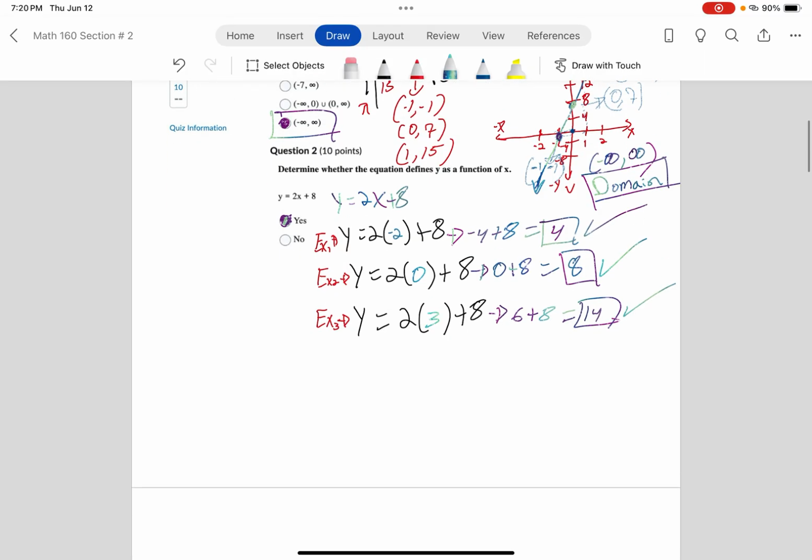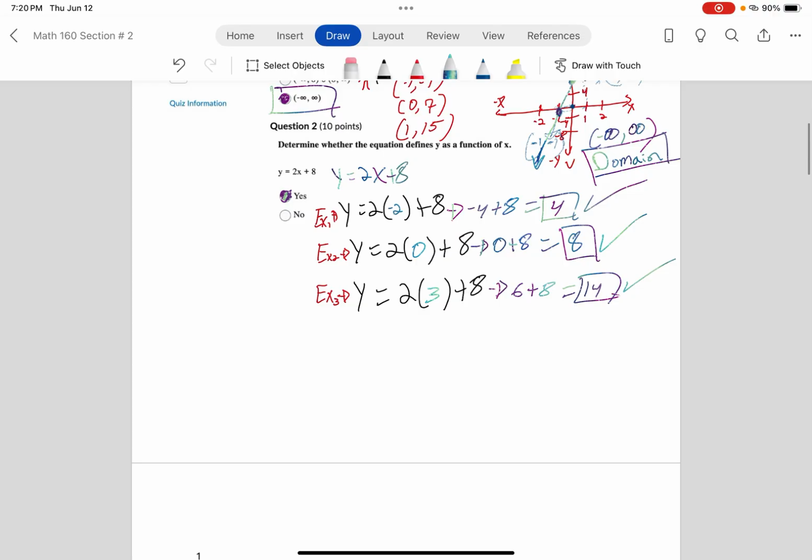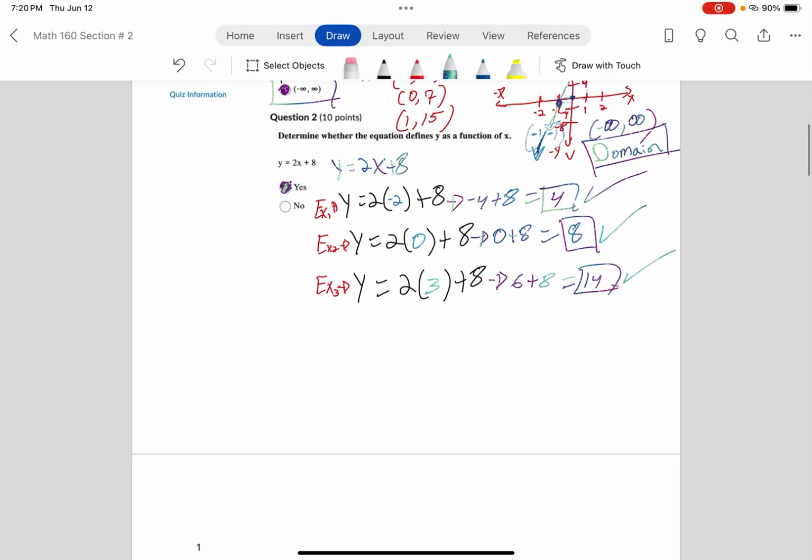Then determine whether the equation defines y as a function of x. This was like this, the last question. You plug some value, and you will see that if there is only one value for the y, it will be a function of x. And you can make some examples. Here are 3 examples.